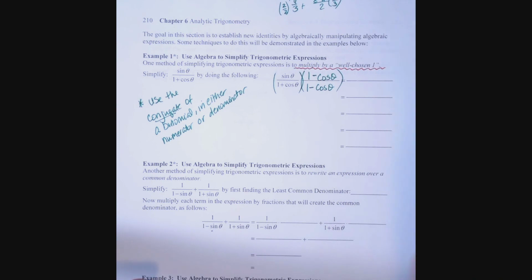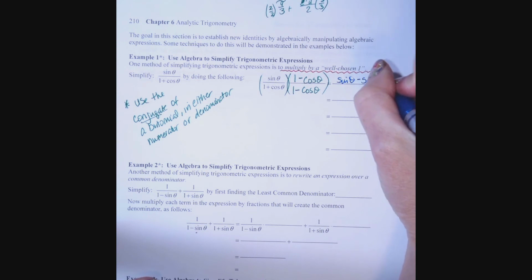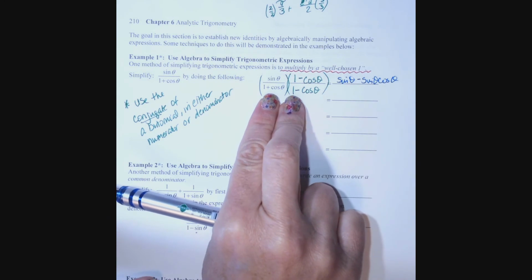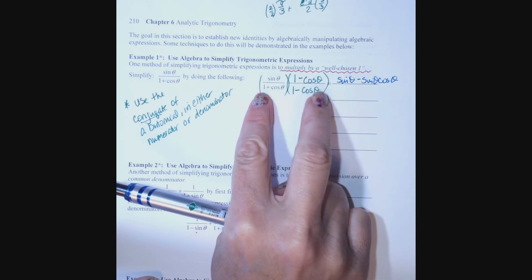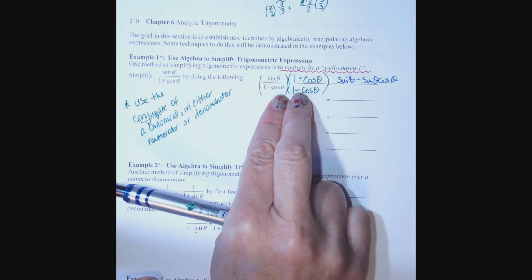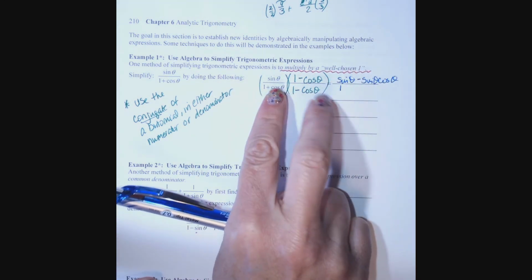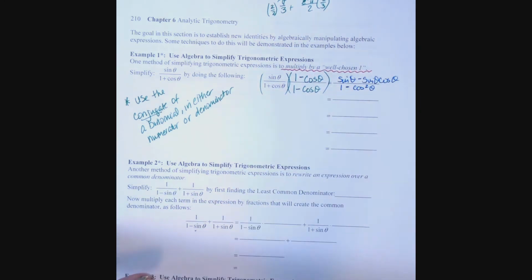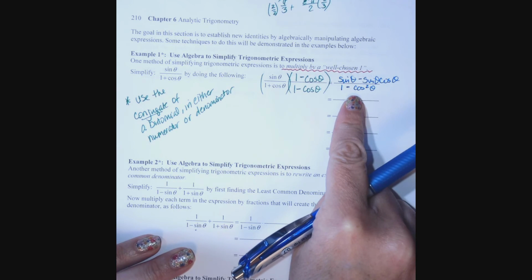When I do that, my numerator is going to be sine theta minus sine theta cosine theta. Don't drop your arguments. My denominator, anytime I multiply conjugates together, I get a difference of squares because the outside and the inside products add to 0. So 1 times 1 is 1. The outside and inside add to 0. Cosine theta times a negative cosine theta is minus cosine square theta. So I have multiplied by a well-chosen one. I got difference of squares in my denominator. So what can I do next?